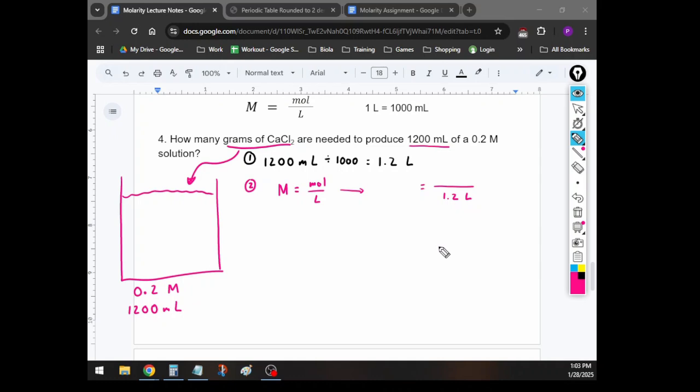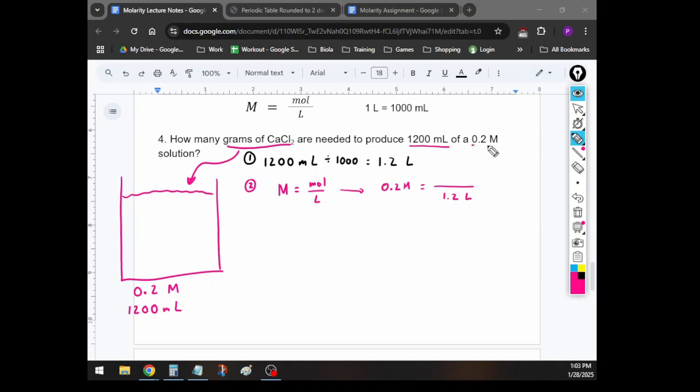All right, and then if you guys take a look at the problem, what number is the second number that they give you? 0.2. 0.2 what, though? Liters. Not liters, not molarity. Yeah. So, couldn't we just multiply 0.2 by 1.2 to get our answer? Yes, you can. So if you can skip steps with your math, go ahead. But I'm just showing you guys how we get that.